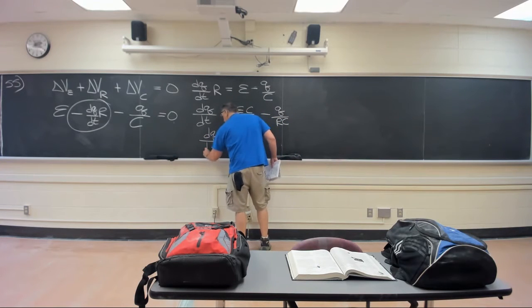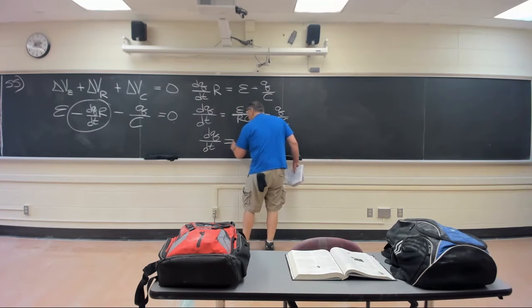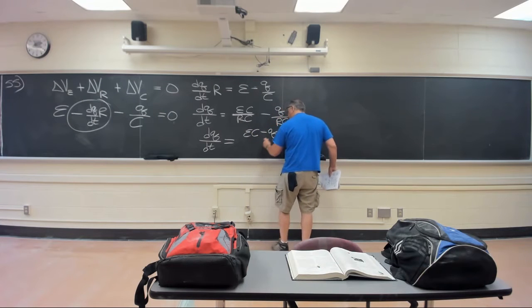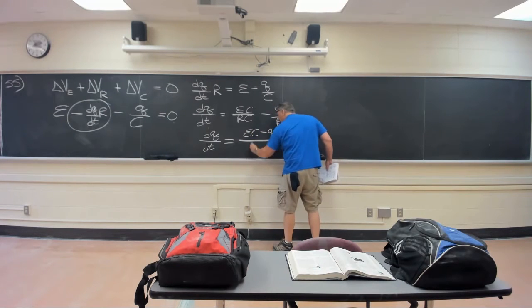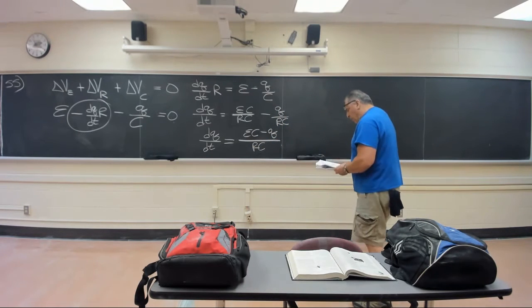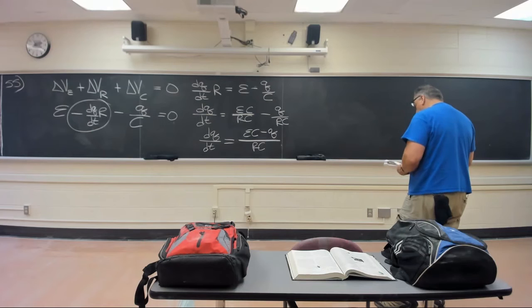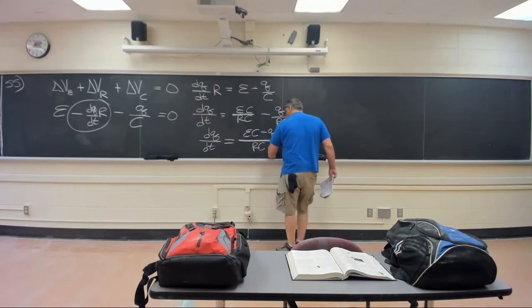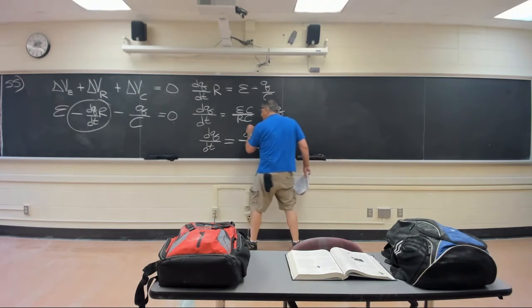dq dt equals EC minus Q over RC. Yeah, that's true. Tell you what, what do you got? What do we know?